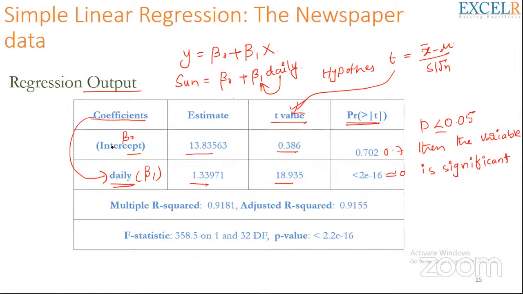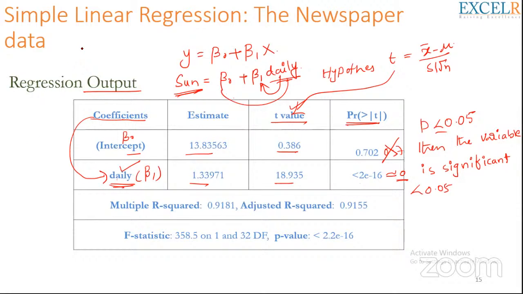So you can ignore the intercept. Whether it is less than or greater, you don't have to consider it. So what variable do you see here? The daily variable. What is the p-value? This p-value is almost 0, which is less than 0.05. Now this variable is significant. What do you mean by significant variable? Significant means, when you are trying to predict or estimate the Sunday value, whether daily is going to be useful for you or not. That is what significance means.